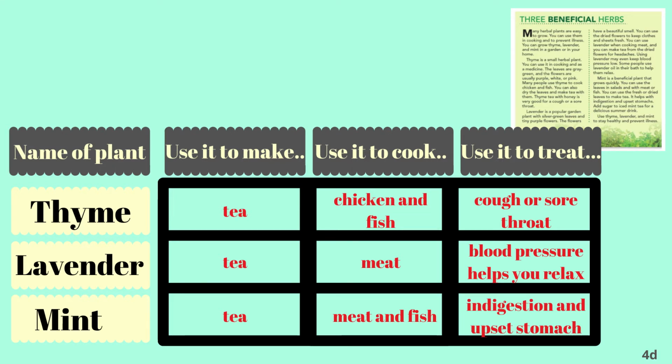Thyme is used to make tea. It's used to cook chicken and fish. And thyme, we use it to treat cough or sore throat.